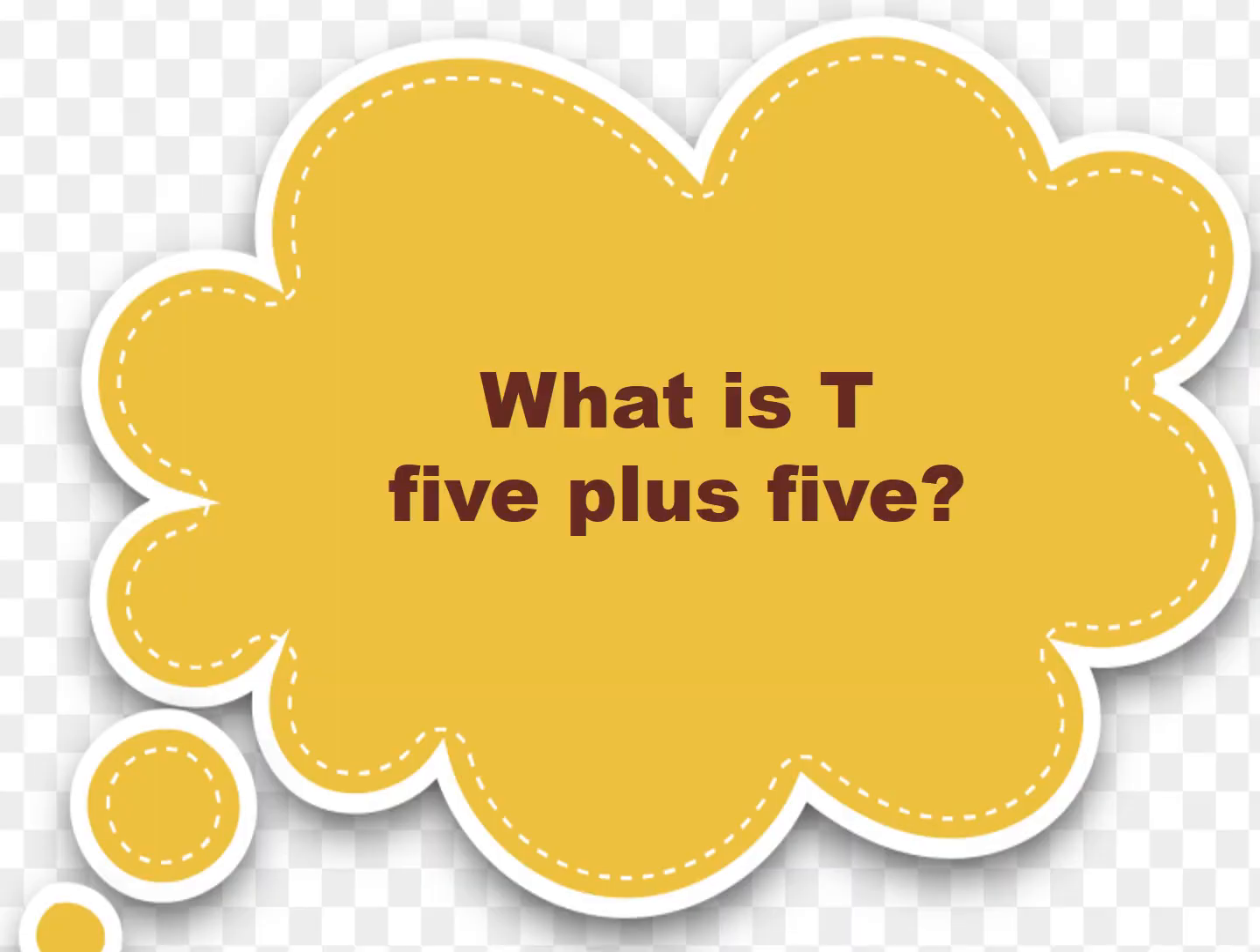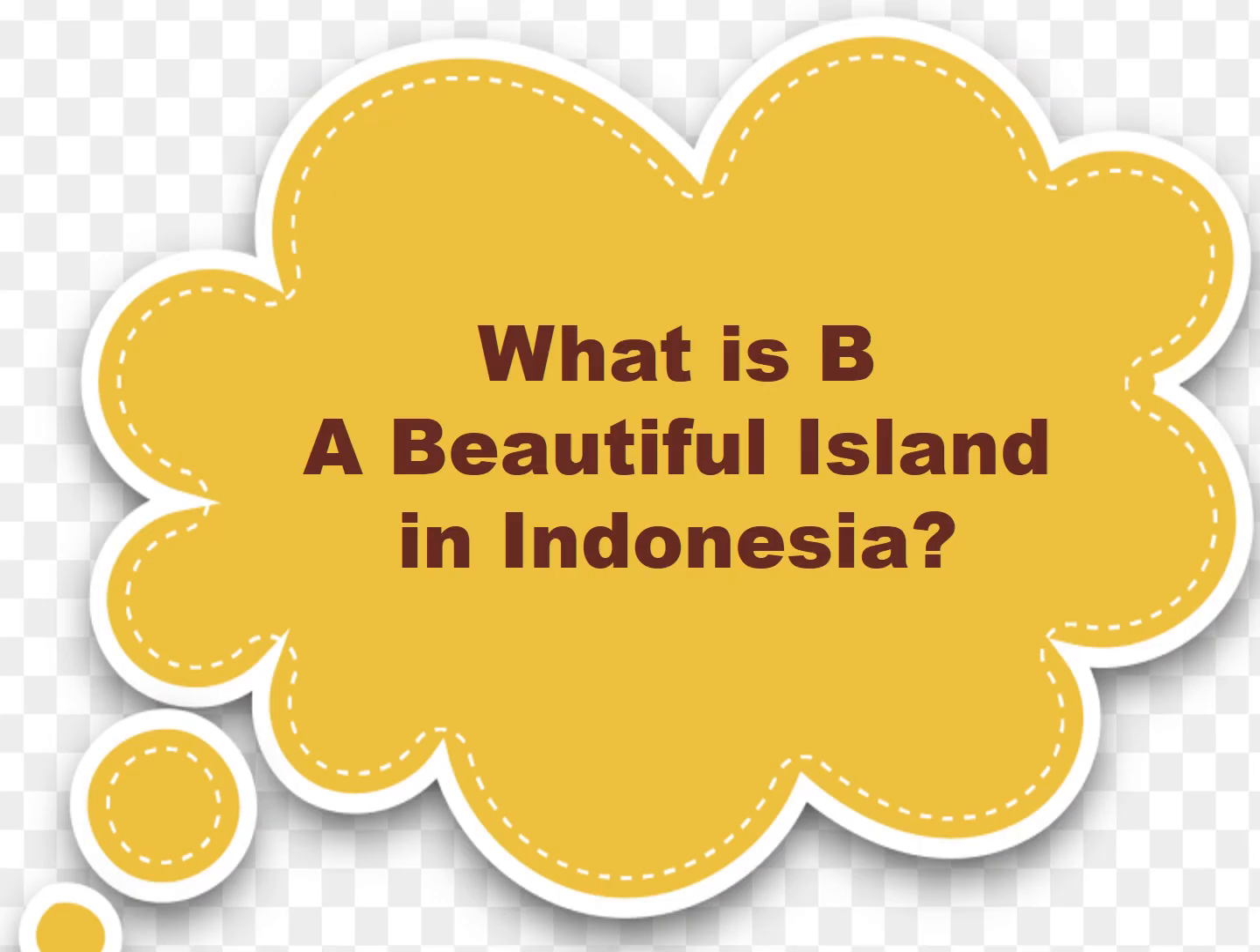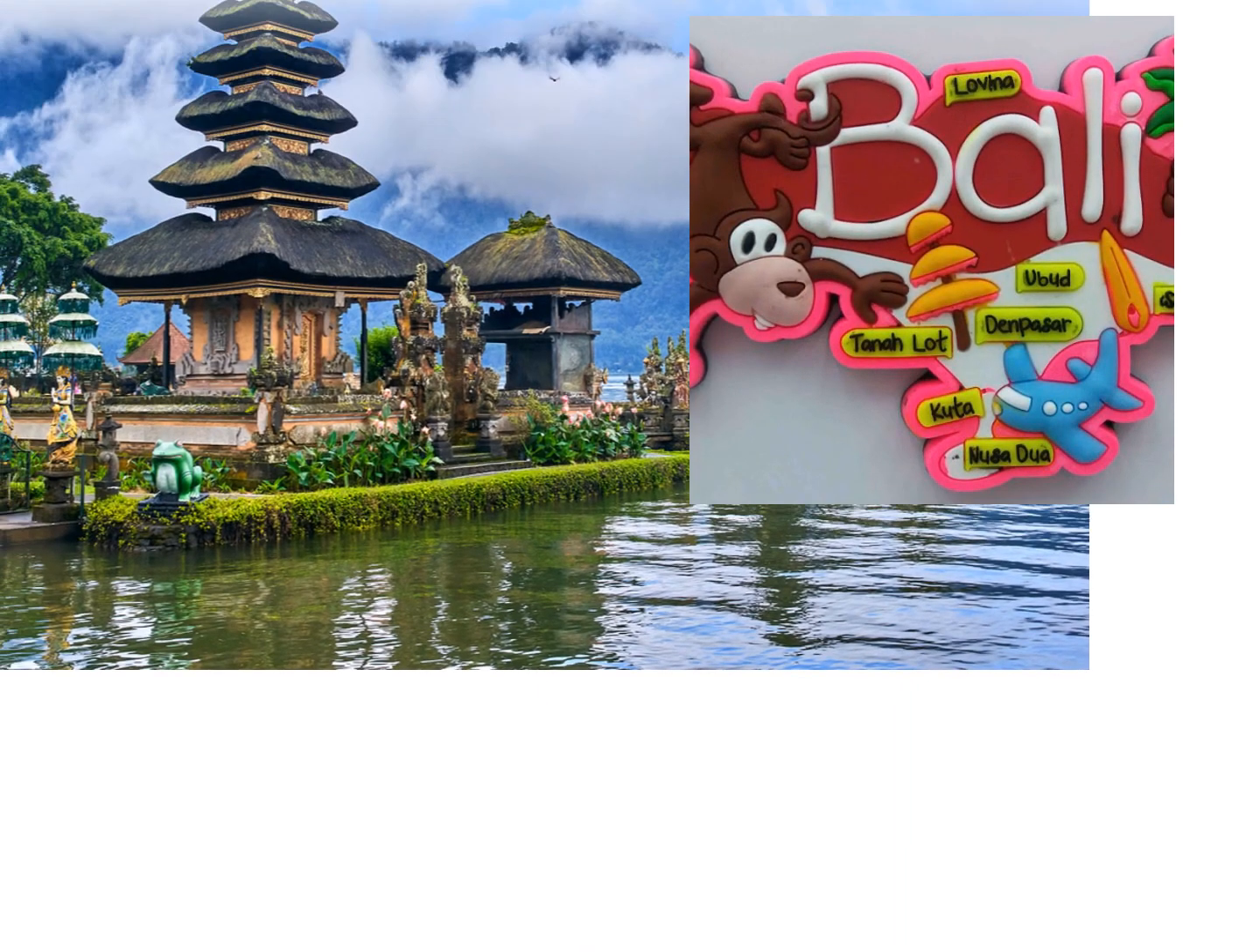What is T? 5 plus 5. Good. 10. Next. What is B? A beautiful island in Indonesia. Alright, Bali.